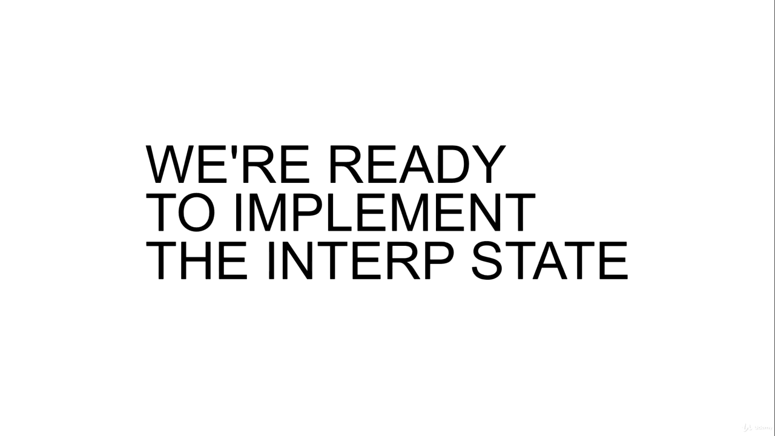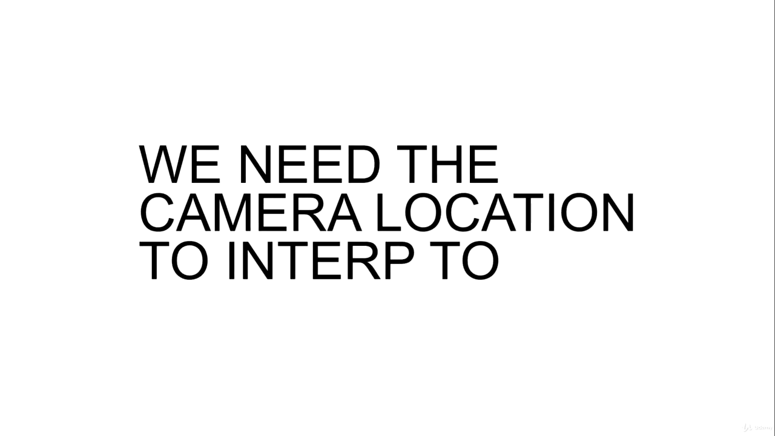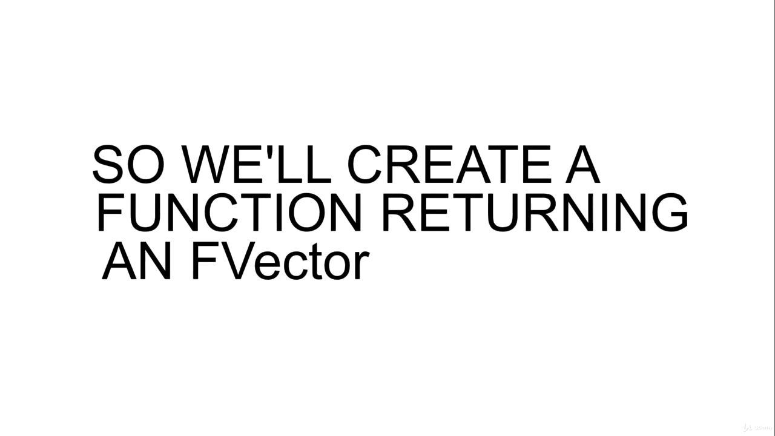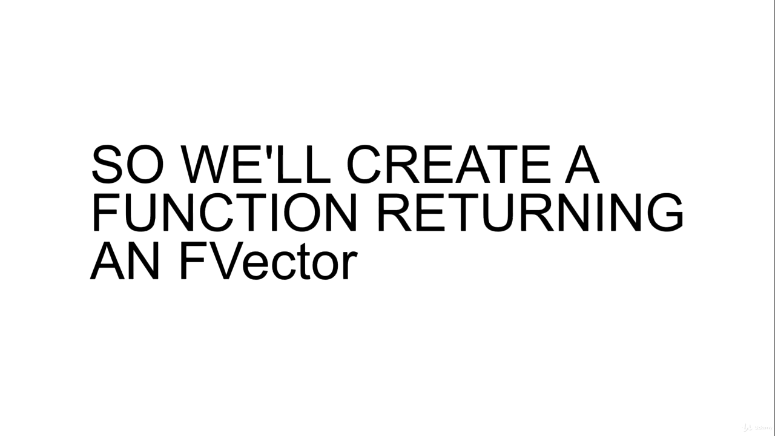Hello and welcome back. So we're ready to start implementing this item interping state. One of the first things we need is the camera location that we're going to interpolate to for our item. So we're going to create a function on the character class that will return an FVector that gives us this interp destination.